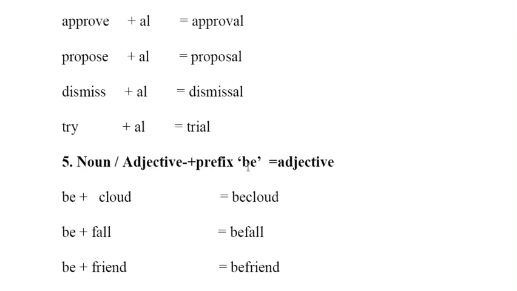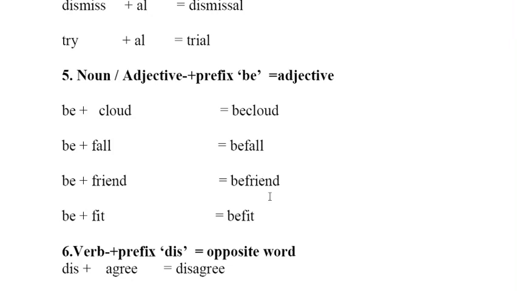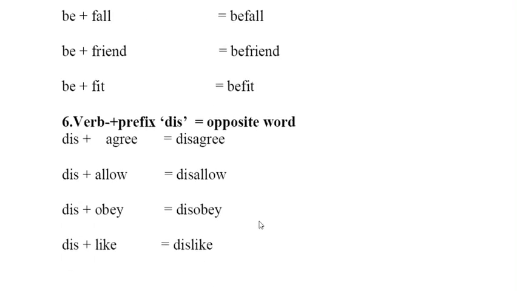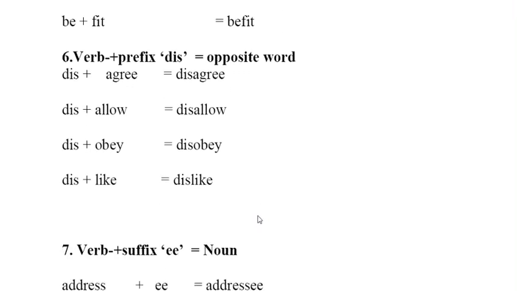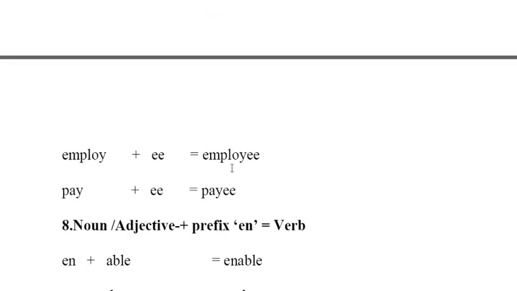Noun plus prefix be: cloud, becloud. Fall, befall. Friend, befriend. Fit, befit. Verb plus prefix dis: agree plus dis, disagree. Allow plus dis, disallow. Obey plus dis, disobey. Like plus dis, dislike. Next, rule 7 says double E as a suffix is added with a verb and it becomes a noun. Address plus ee, addressee. Allot plus ee, allottee. Employ plus ee, employee. Pay plus ee, payee.